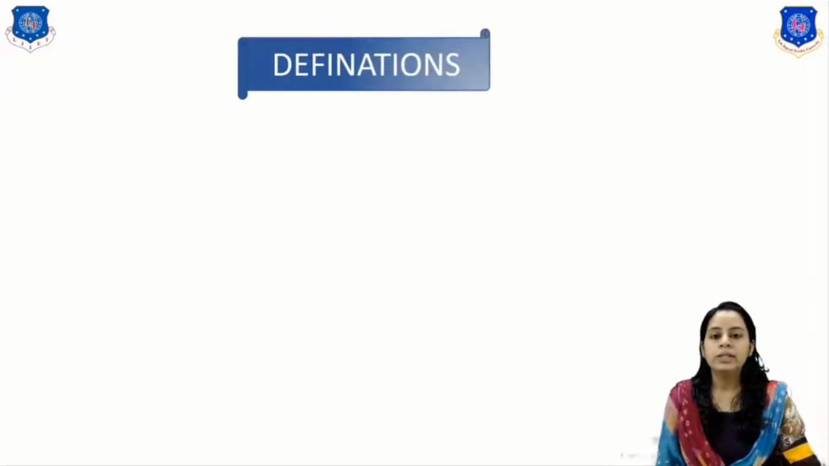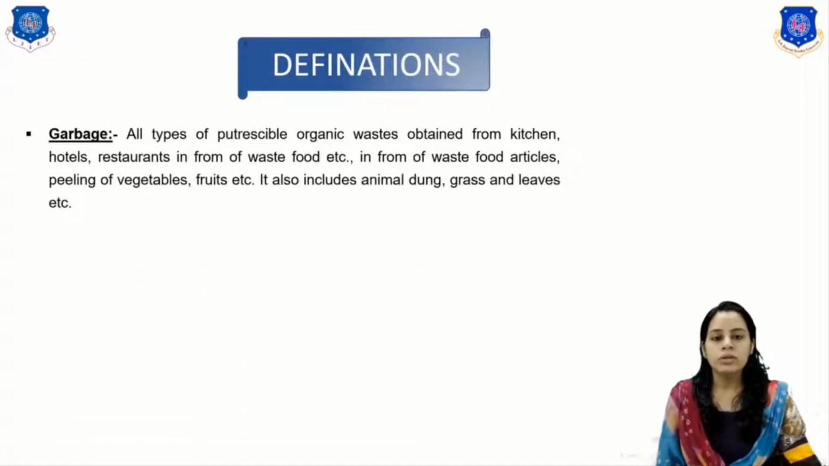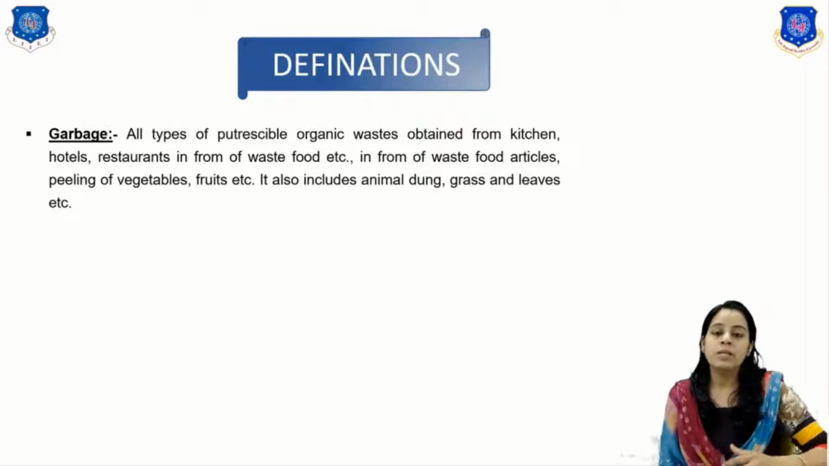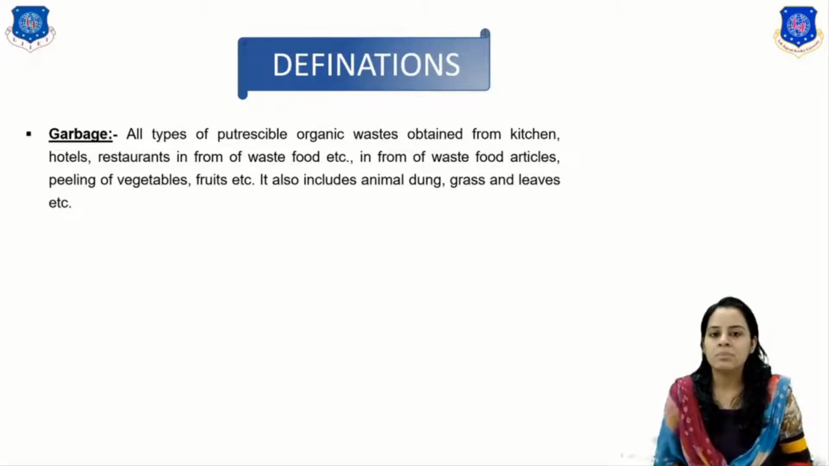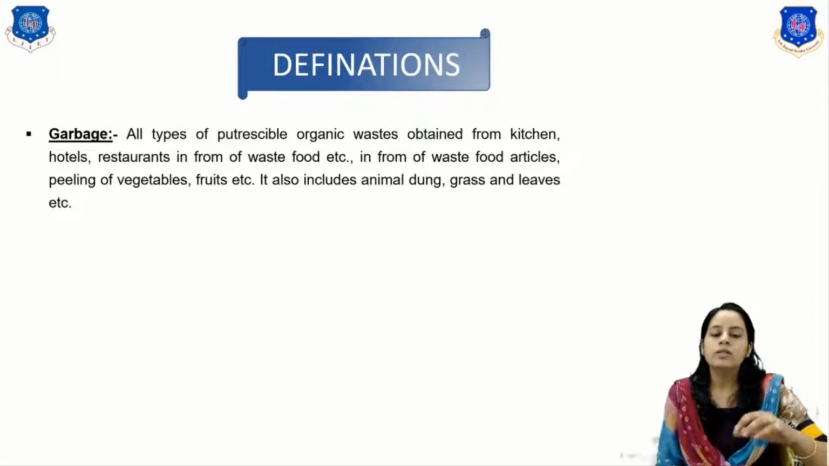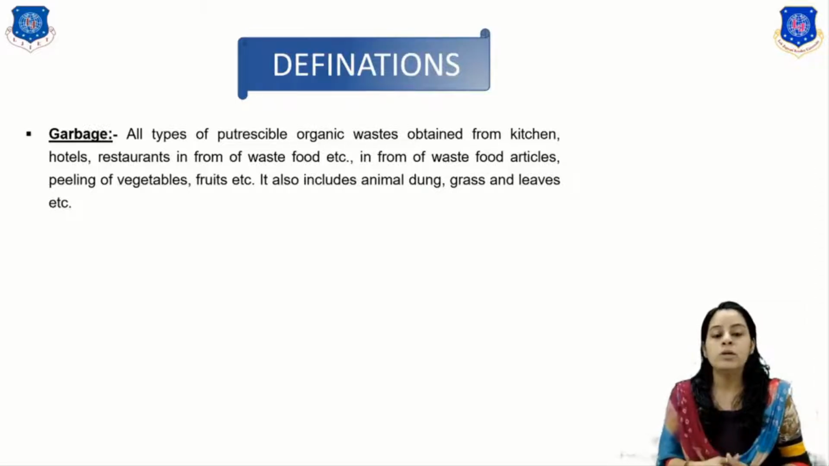Now, the next one is definitions. The first definition is garbage. What is garbage? It means all types of putrescible organic waste. What is putrescible waste? It means waste which is easily destroyed and easily decays. It is obtained from kitchens, hotels and restaurants in the form of waste food, food articles, peelings of vegetables and fruit, etc. It also includes animal dung, grass, leaves, etc.